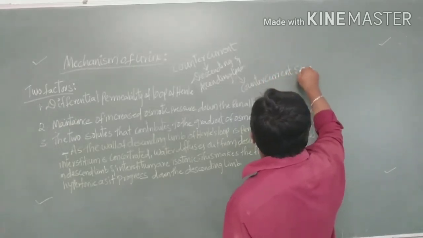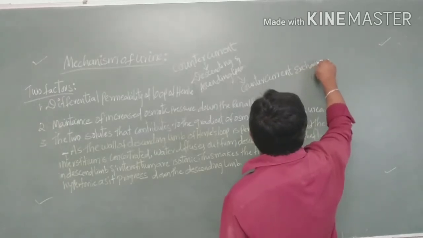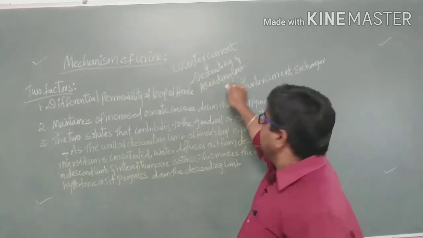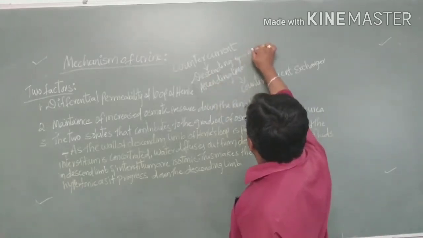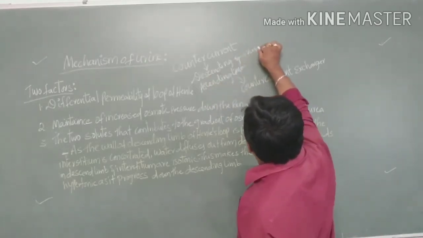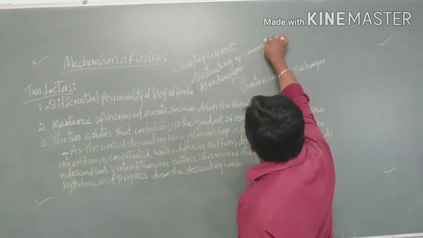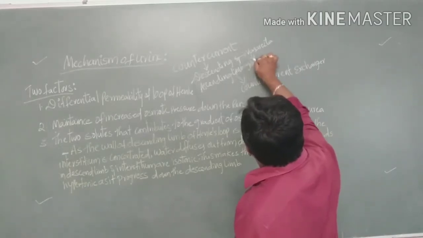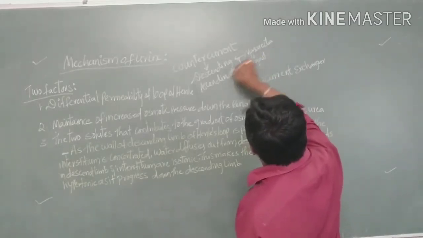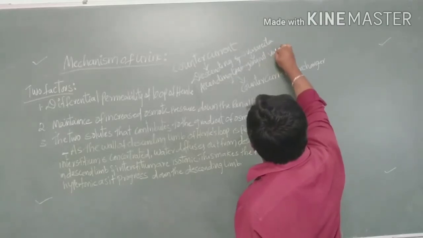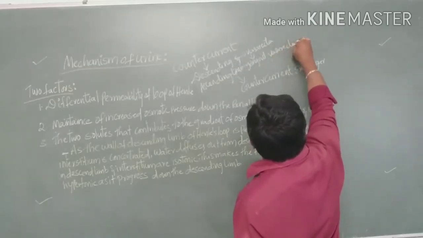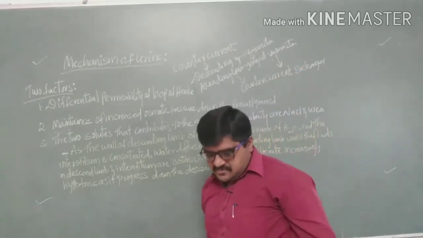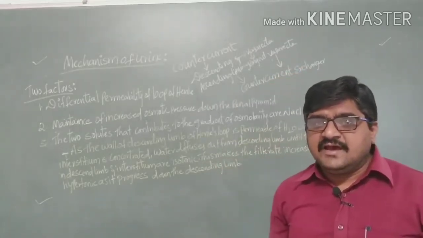this we call the countercurrent exchanger: the exchanging of fluids from the descending limb into the vasa recta, and from the ascending limb going out into the vasa recta. That is called the countercurrent exchanger.